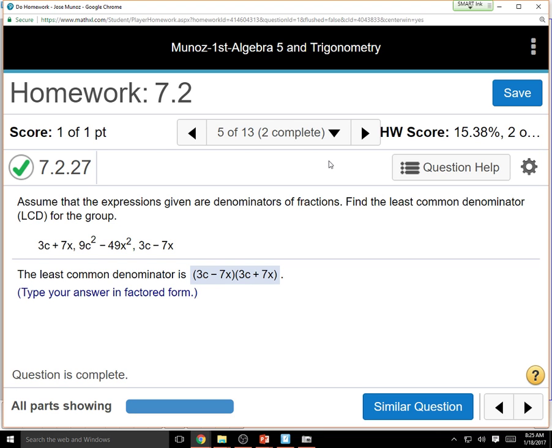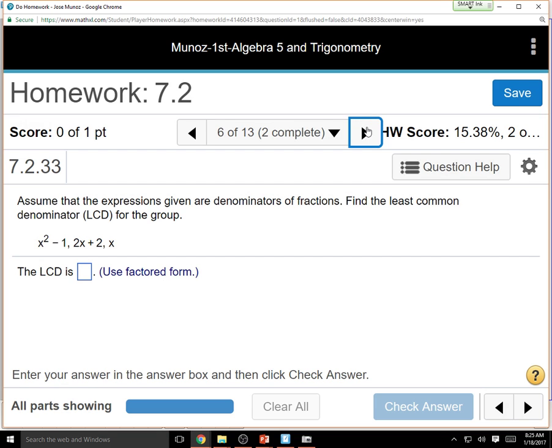Which one? Can we do 6 and then 7? Go in order? Oh, that's just the next one. So 6, LCD again. Okay. Can you guys see that okay? Those numbers there, I think I could probably fit it in here.